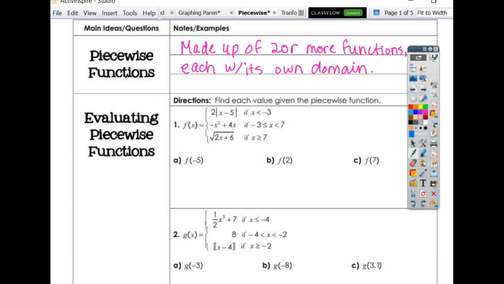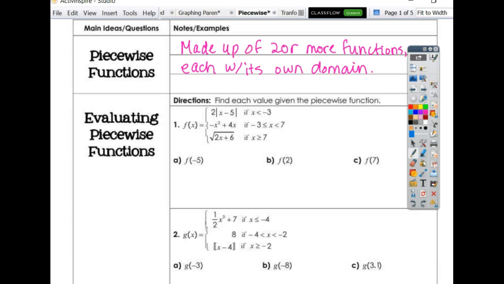I don't know, honey. So, what this says is there's several functions here. They're all defined by the domain. So, I have an absolute value, a quadratic, and a square root. I use the absolute value if it's less than 3. If it's between 3 and 7, I use the quadratic. And if it's greater than 7, I use the square root.